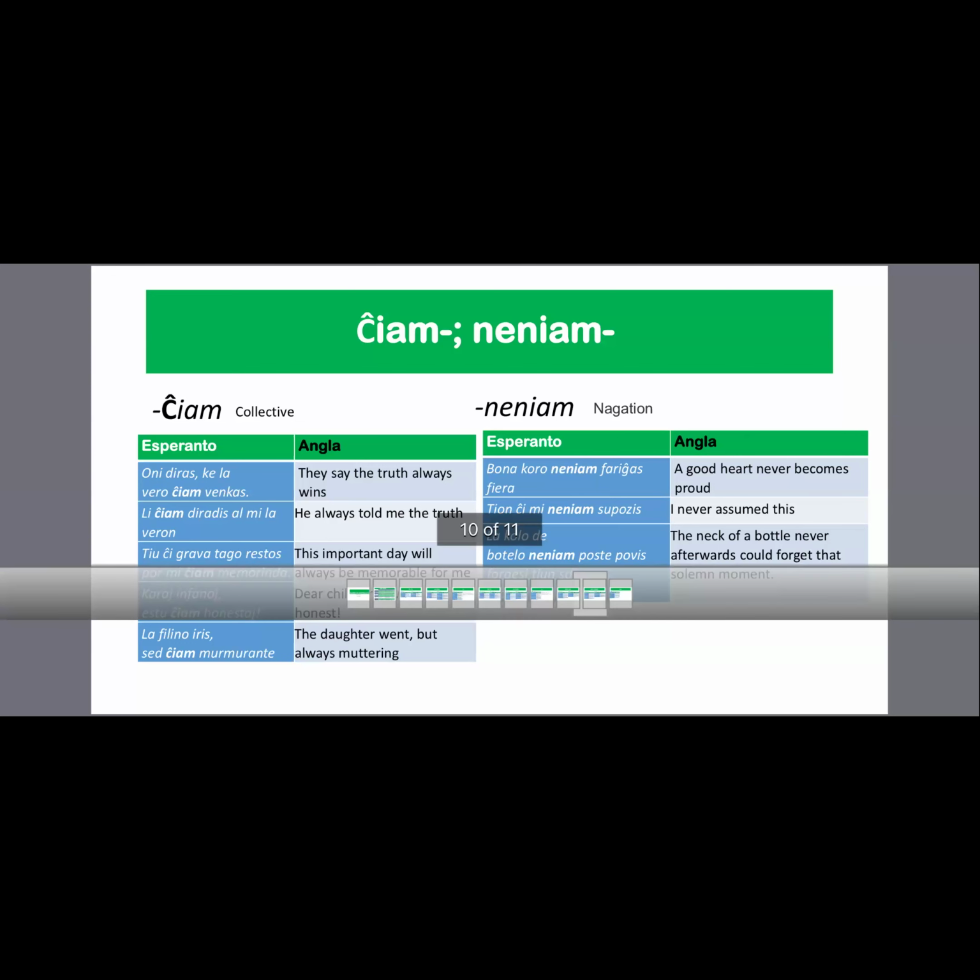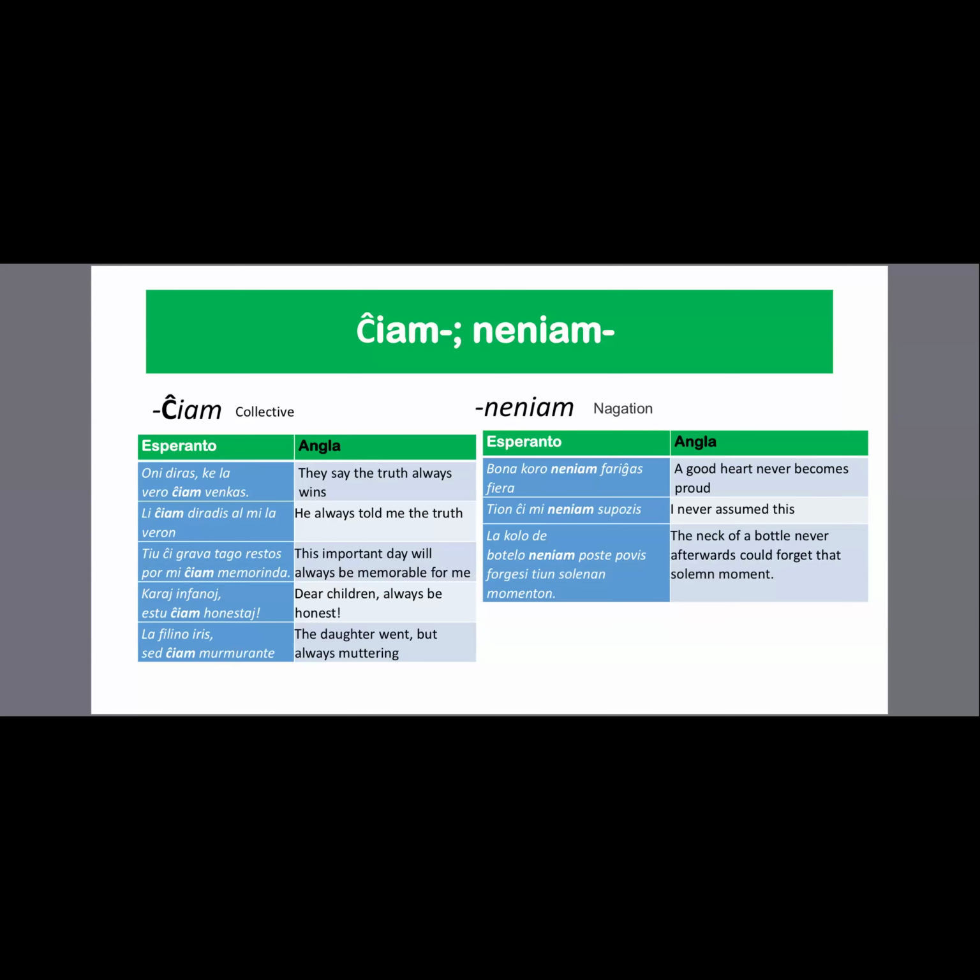So this is the end of our class today. It's a short lesson, but we covered three words. Now we see kio when we ask about things. We see kiu when we are asking about individuals. And now we see kiam when we are asking about time.